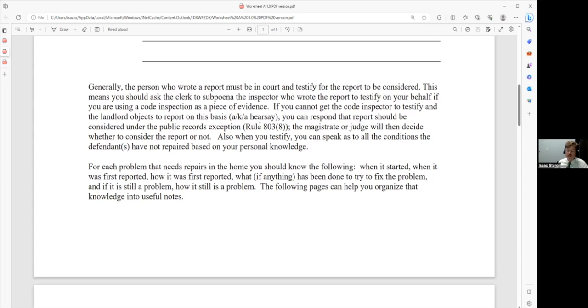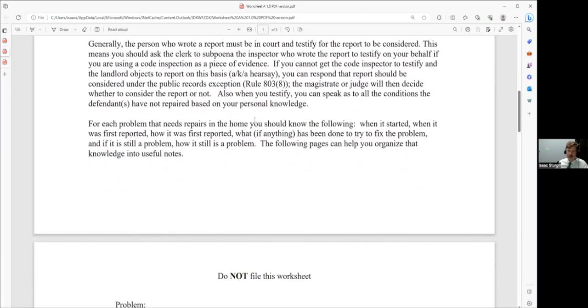The general rule being that whoever wrote the report needs to be in court if you want to show it to the judge. But there's an exception to that general rule, Rule 803(8), and that's a public record exception. So that's just a note there. Like if the tenant's trying the case and tries to get the report in, but they can't get the code inspector into court and the other side objects, the tenant could point out that rule and say, well, because this is a public record, the court should still take it.